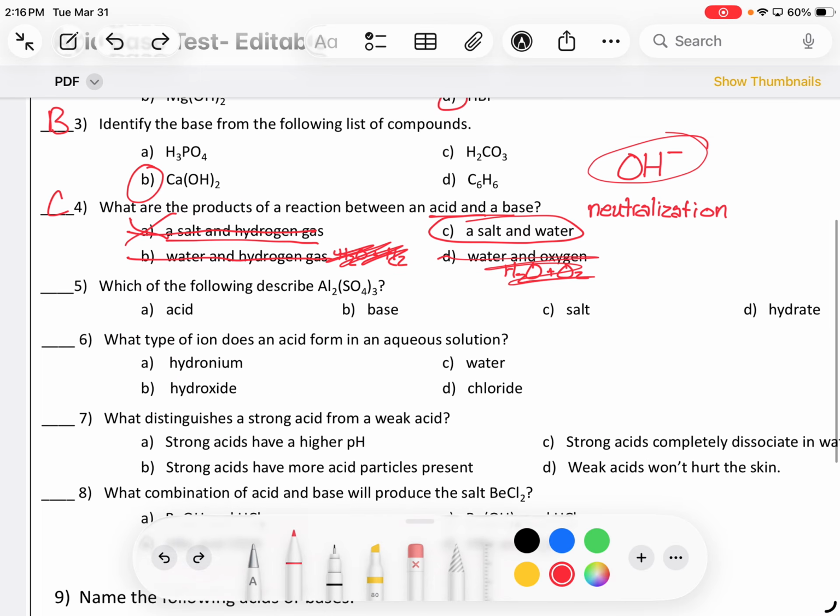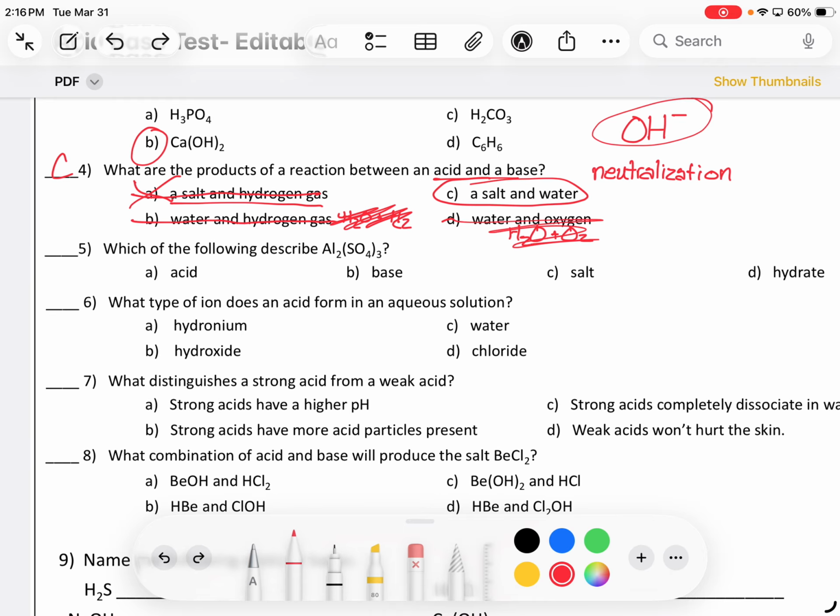Number 5 says, which of the following describes Al2SO4, that's aluminum sulfate? Is that an acid? No. Why is that not an acid? Because acids always begin with hydrogen, so that's not an acid. Is it a base? Well, what do bases require? Bases require hydroxide, so is it a base? No. Now, we have these 2 options over here, salt and hydrates, and we've never talked about hydrates in this class, and it's not a hydrate. Hydrates require water, and that's not one. It's got salt.